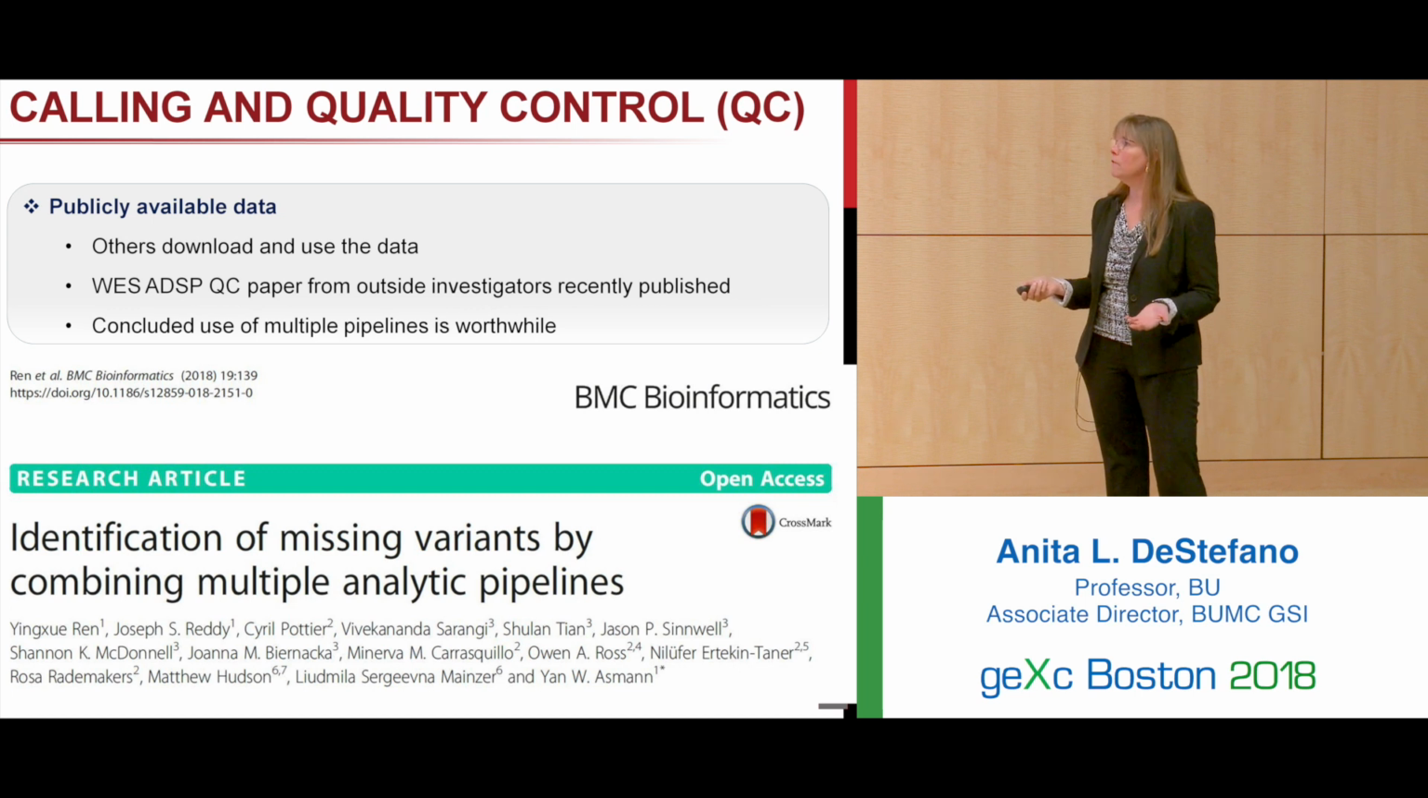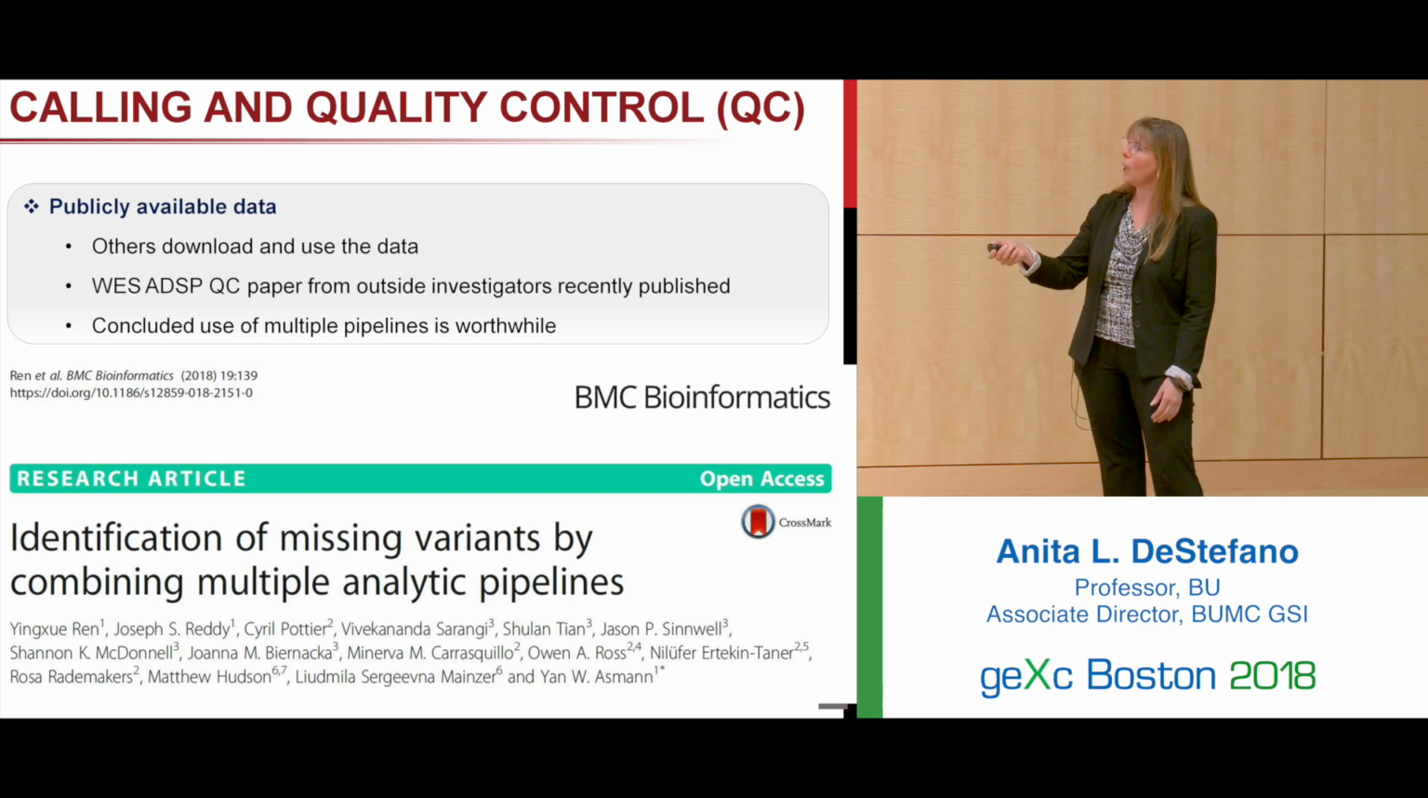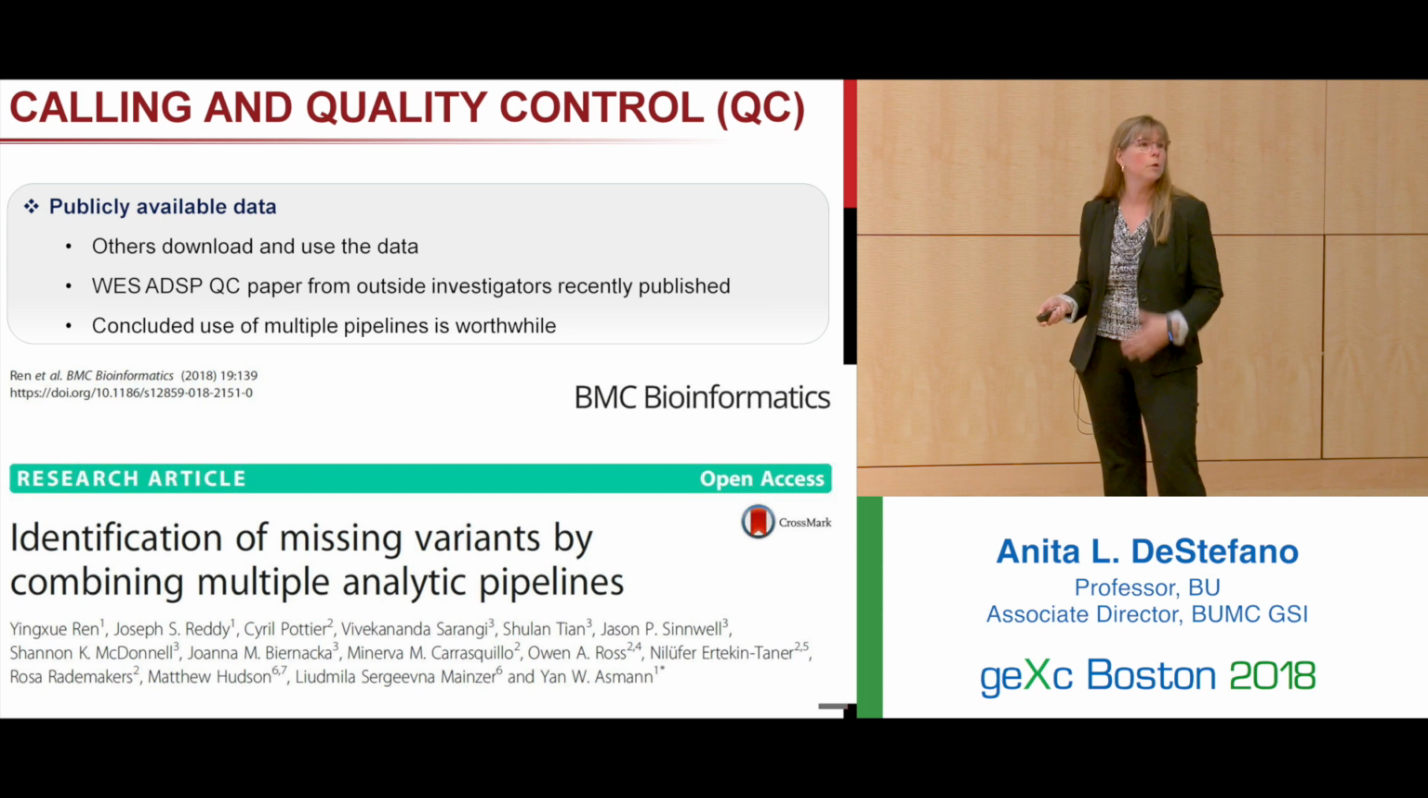This data is publicly available, so others have used it. And here's a QC paper published by somebody outside of the ADSP investigators. They looked at the whole exome data and also, totally independently, concluded that use of multiple pipelines is worthwhile.